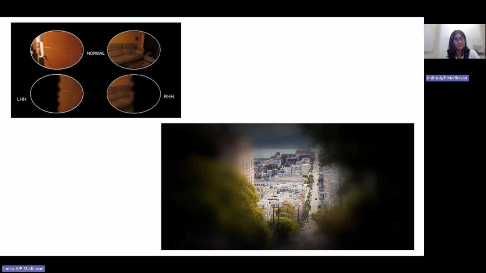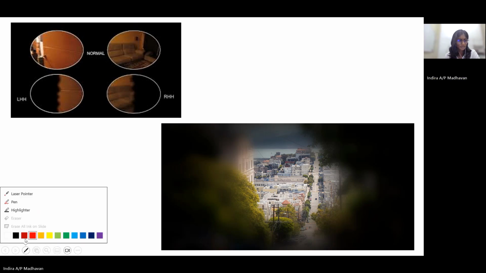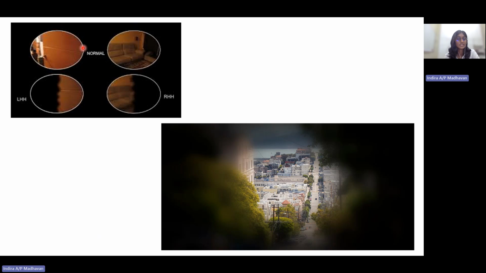First of all, before we move on, what are the training or management options that are available for this? We'll start off with types of visual field defect first. For example, the picture given at the top left here: this is a door and this is a living area with a sofa. This is how a normal person will be seeing this place.